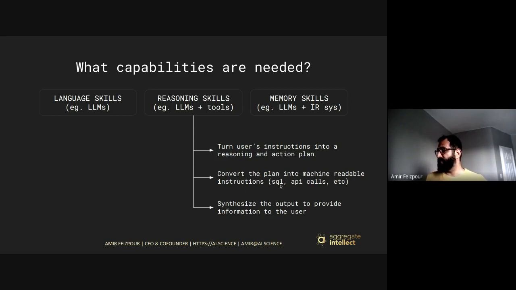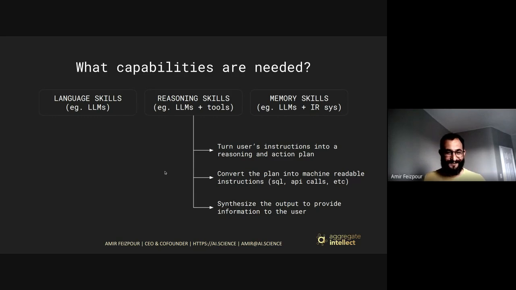It needs to be able to convert some of these plans into formal language, to talk to other types of systems, like a calculator, like Wolfram Alpha, like a SQL database, etc. Right? And then eventually, it should be able to get the results of those actions and combine them with the reasoning that it has done into a synthesized version of what it will present to the user.